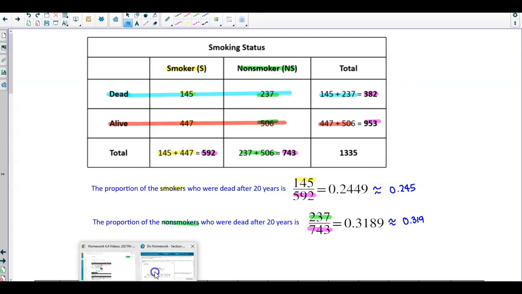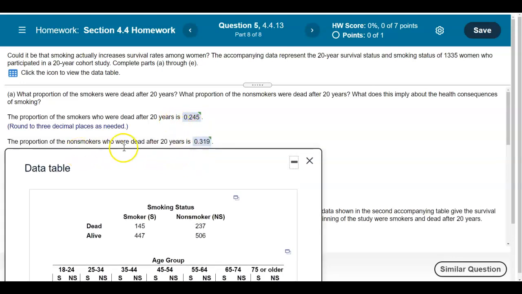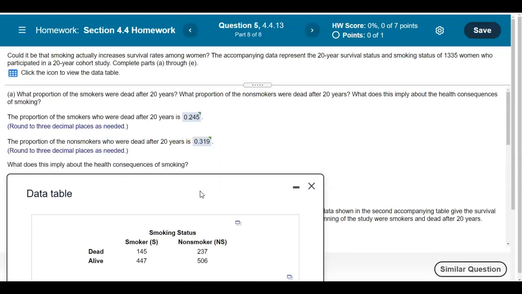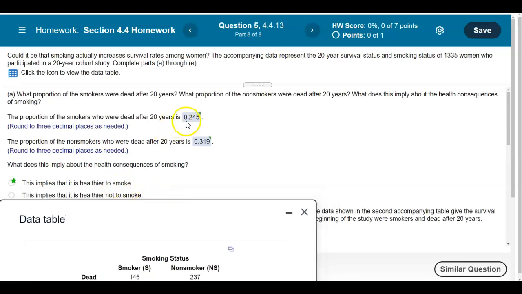So the proportion of smokers who were dead after 20 years is 0.245, and the proportion of non-smokers who were dead after 20 years is 0.319. Now the next question asks, what does this imply about the health consequences of smoking? This implies that it is healthier to smoke, because you're getting a lower proportion for smokers here.